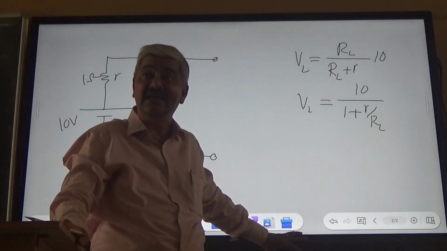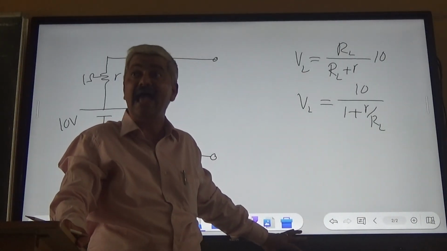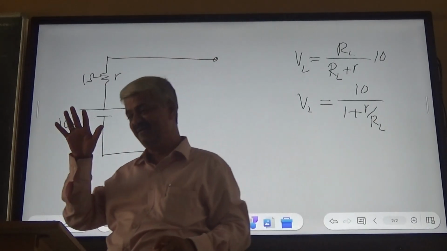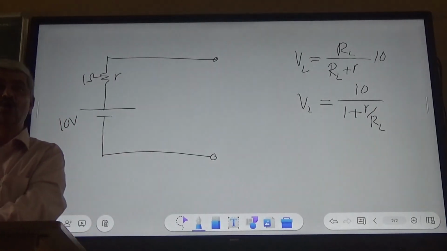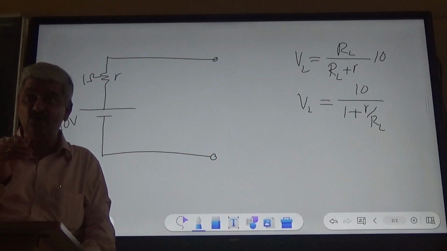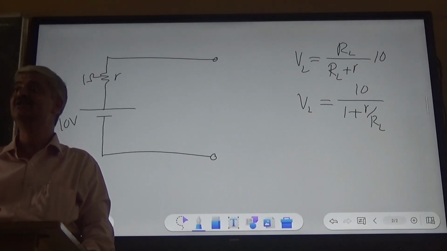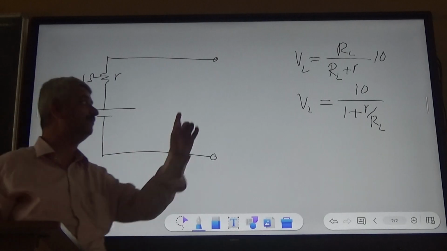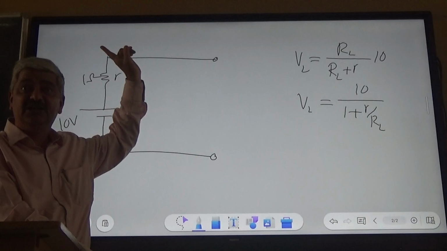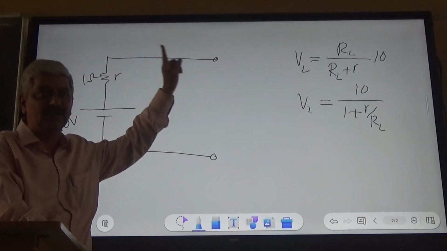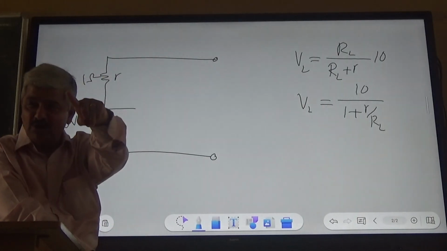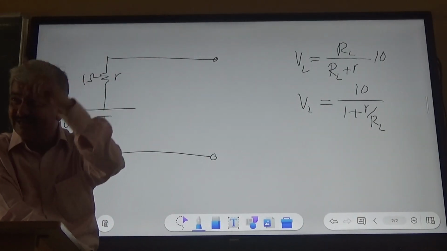As RL reduces, means as load increases, right? For electrical engineering, many times people confuse. Load more means load resistance is less, and load less means load resistance is more, right? So as load means from open circuit, as I go on increasing the load, putting the load, what are you doing? You are putting the load, or reducing load resistance.